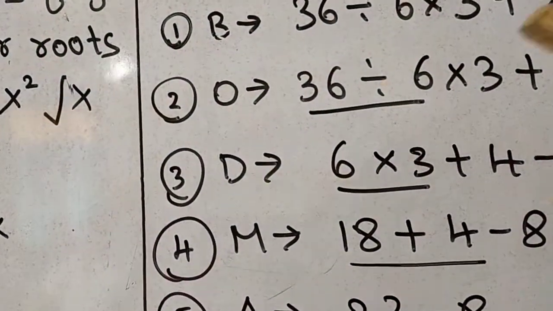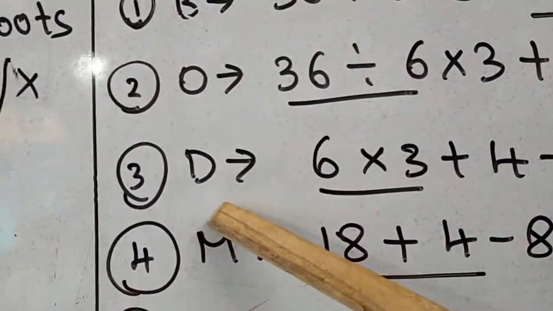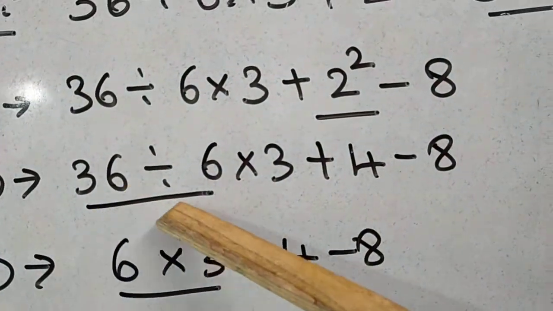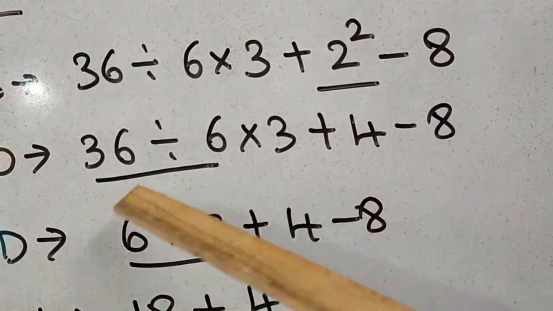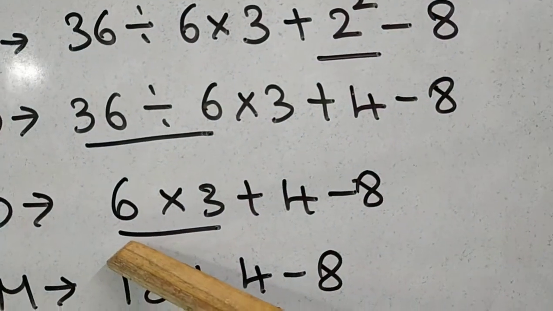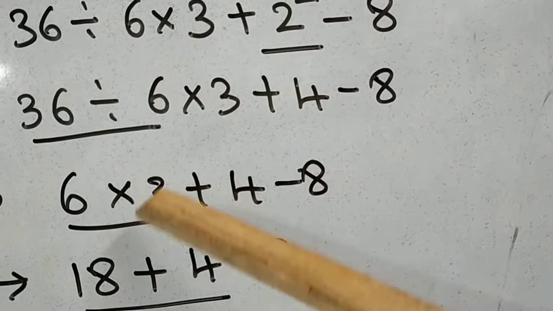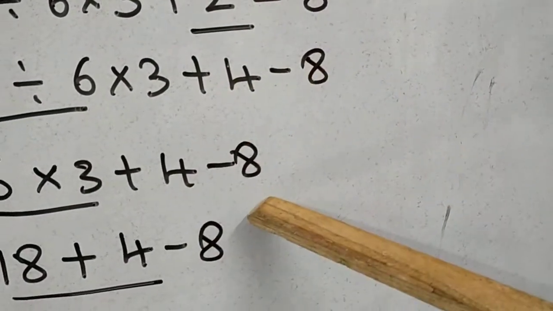Then next, third step is division. Where is division involved here? Here, 36 divided by 6. 6 sixes are 36, right? So 6 is the quotient. Then remaining as it is you will write: 3 as it is, 4 as it is, 8 as it is.